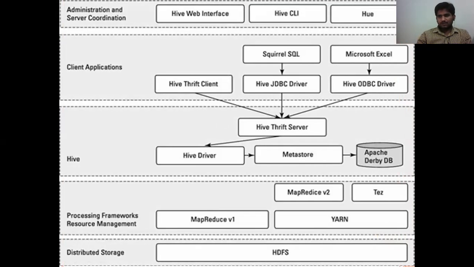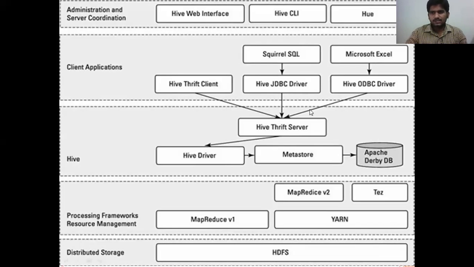So in the previous class we discussed only that we have a user interface, then in between we have MapReduce, and then it is all going to stand upon HDFS. So the same HDFS is available here. In the above phases, we have a detailed explanation of this architecture. So here we have the administration and server coordination, the Hive web interface, then the SQL CLI.